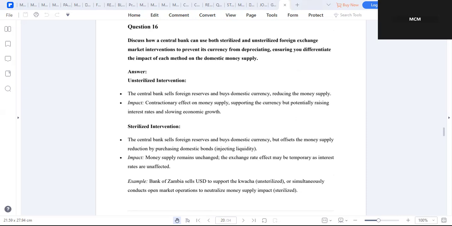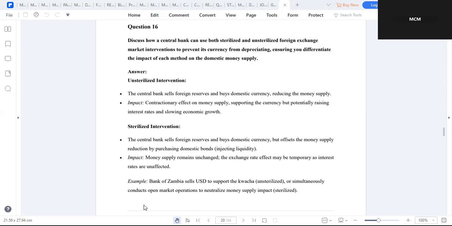So it's like the opposite here. In sterilized interventions, the central bank again will sell the foreign reserves to stabilize the economy. So they will have to neutralize this contraction of money supply. They will conduct it by offsetting this operation. Usually, they'll buy government securities like bonds and treasury bills, mainly in the money markets.